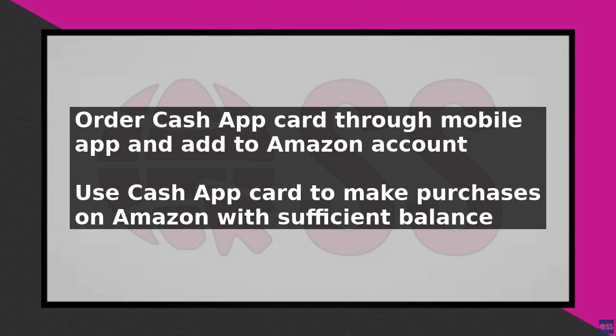To get the Cash App card, open the Cash App mobile app, navigate to the Card tab and follow the prompts to order your card. Once you receive your Cash App card, you can add it to your Amazon account as a payment method and use it to make purchases. Overall, using Cash App on Amazon is a straightforward process that can be completed in a few simple steps.